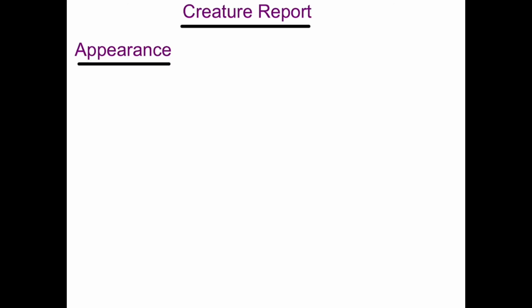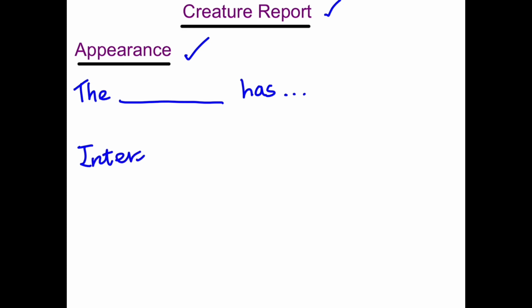You need to find a blank piece of paper in your writing book, so start a new page. I know the paper's got lines on it, but you need to find a new page, write creature reports at the top, then underneath write appearance, and then you're going to start describing your creature. And so you could start off with the, and then the name of your creature, the has. And then you could start describing it, and then you could write an interestingly, dot, and then you could carry on describing the different features.